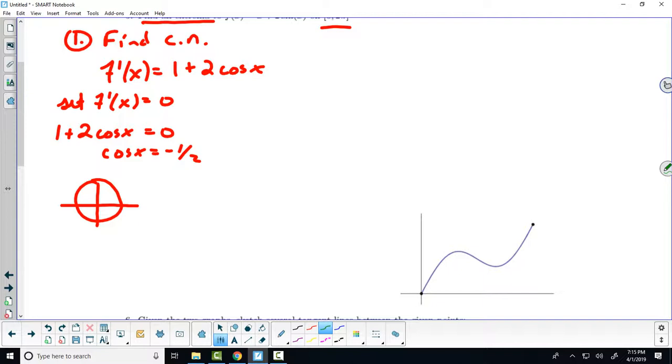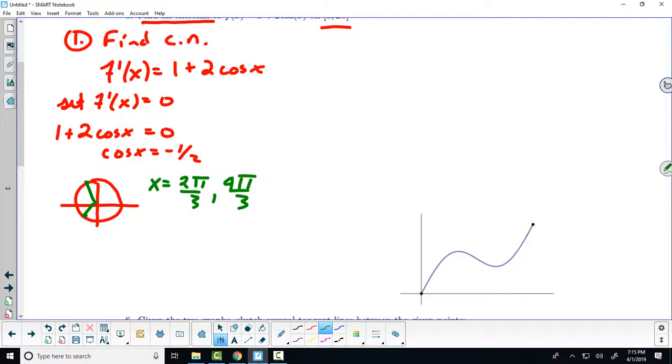Where is that? That's right about here. So that would happen at this point or at this point. What are those two angles? That happens when x is equal to 2 pi over 3 or 4 pi over 3. How do we do? A couple of you got it? Awesome. If you didn't, it takes some practice.